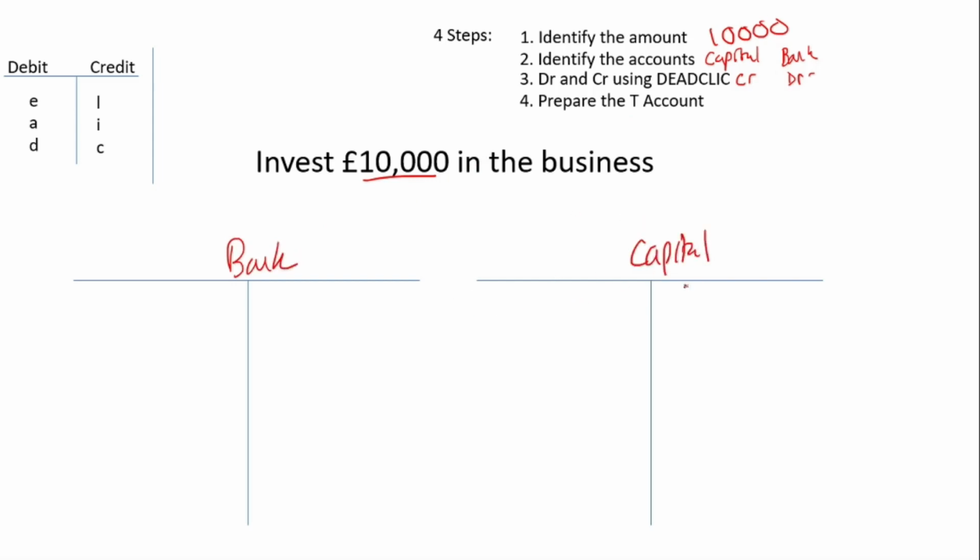So we're going to debit bank, which we're going to have to write a description here. Debit bank, let's say £10,000. And credit capital, which will be £10,000. And I'm going to write the description here, where the figures come from.